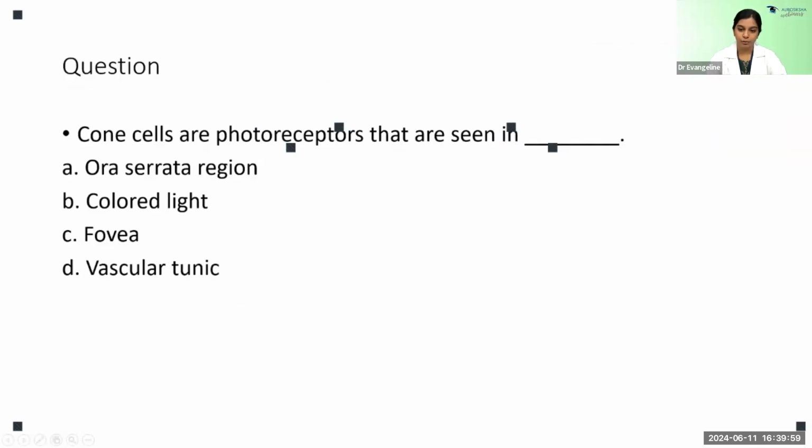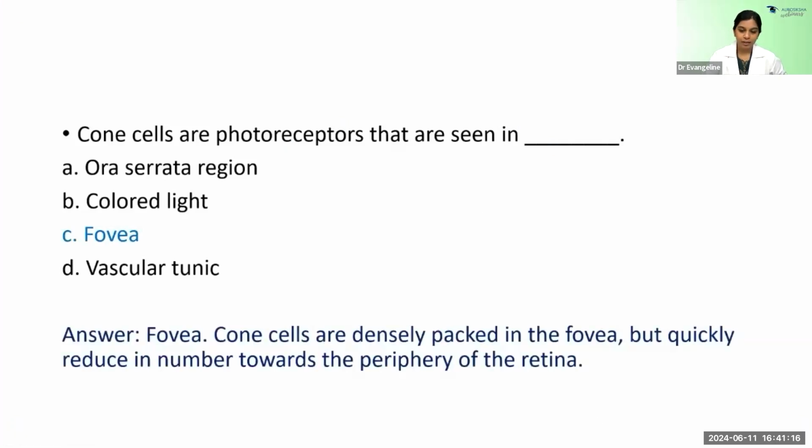Here's a question for you. Cone cells are photoreceptors that are seen in A. Ora serrata region, B. Colored light, C. Fovea, and D. Vascular tunic. Can you answer this? Fovea. Now, cone cells are densely packed in the fovea, and they quickly reduce in number towards the periphery of the retina.